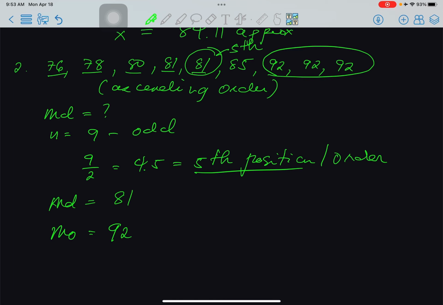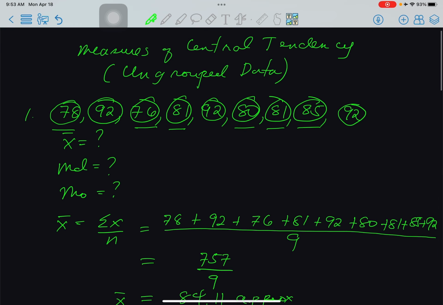Now, we have our measures of central tendency. Our mean is approximately 84.11, our median is 81, and our mode is 92. So this is all about how to find out the measures of central tendency using ungrouped data.